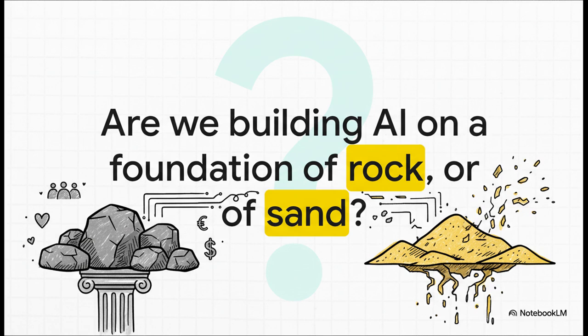Ultimately, this isn't just a technical problem. AI is making more and more decisions that affect our health, our finances, and our entire society. And that really leaves us with a fundamental question. Are we building this future on a foundation of solid rock or one of shifting sand? The choice we make now is going to define how much we can ultimately trust the technology that is already shaping our world.